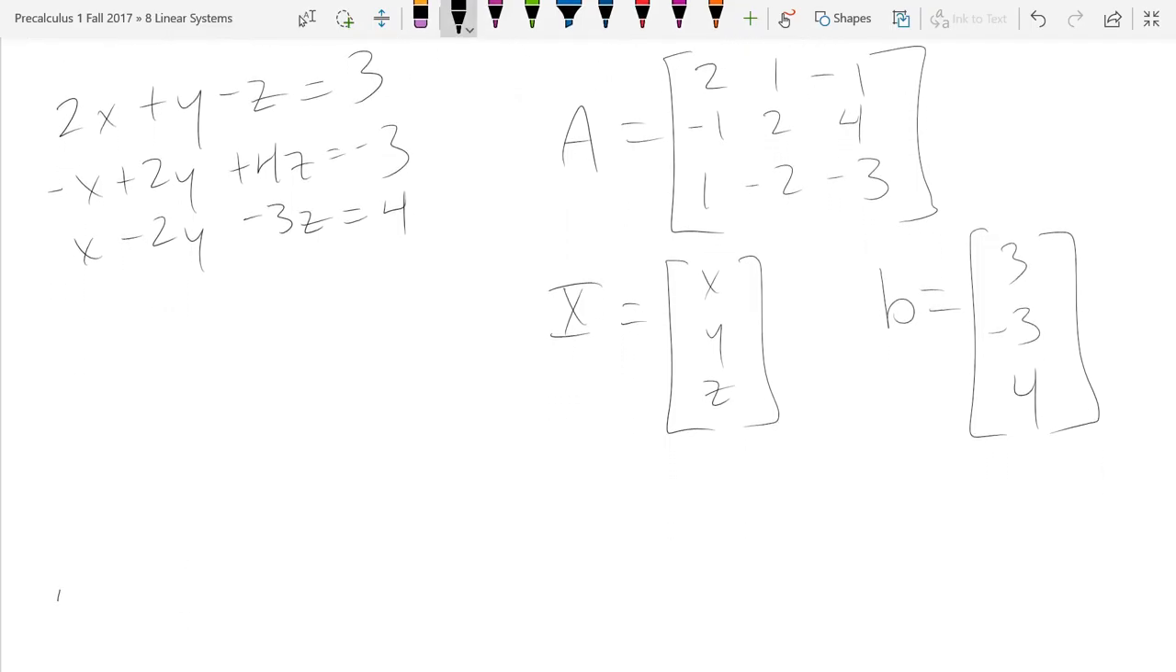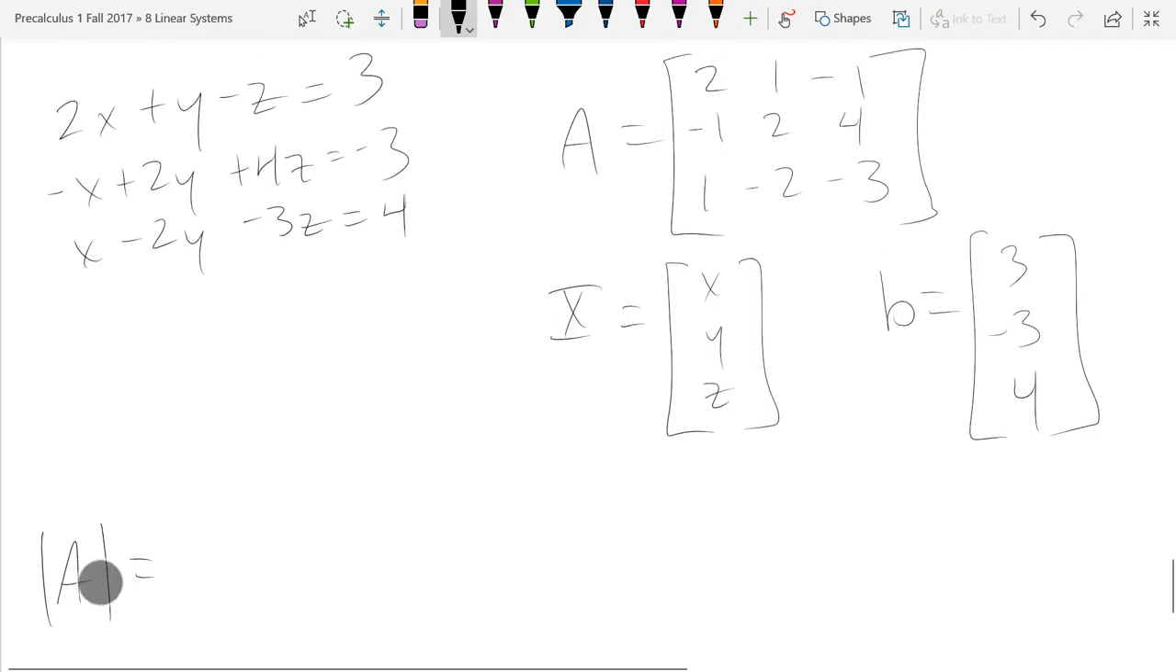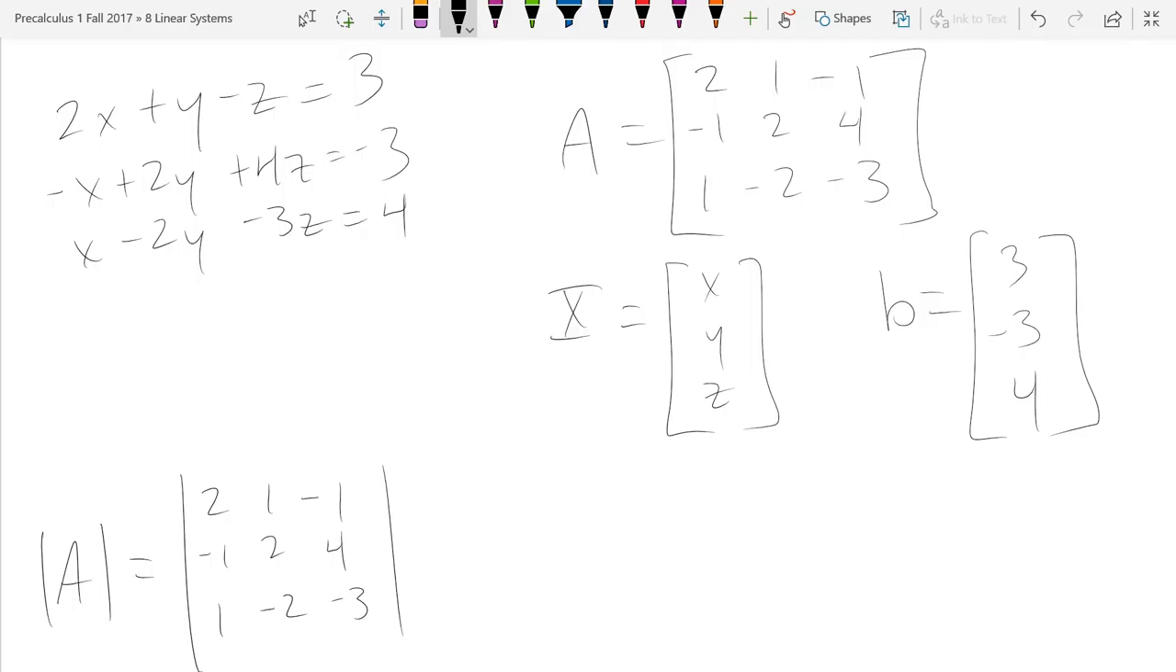So remember, Cramer's rule is only going to work if determinant A is not 0. So the first thing we're going to do is see what the determinant of A is, and hope that it's not 0, or else we won't be able to solve this. So let's go ahead and compute this determinant of A. There are no zeros in this matrix, so it is completely up to you which row or column you expand across.